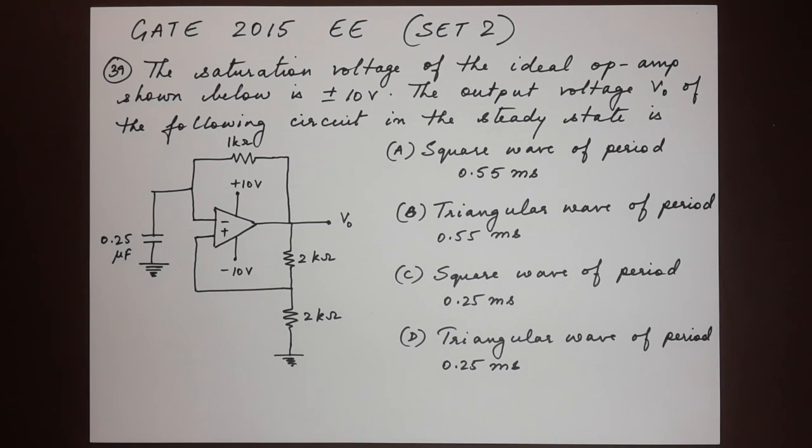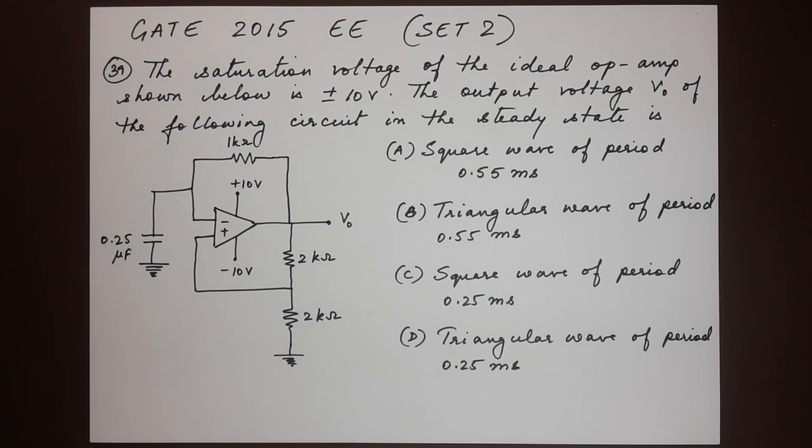of period 0.25 milliseconds. Okay, so here we have our diagram given to us, and it's been said that it's an ideal op-amp shown. Now, what you have to do is look closely at the figure and see what type of op-amp it represents. Now, once you know which type it is, then you will be able to find out what kind of output waveform it produces.